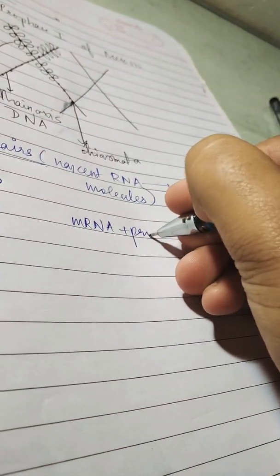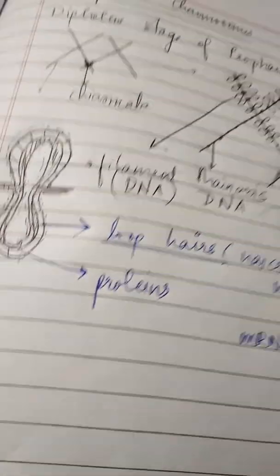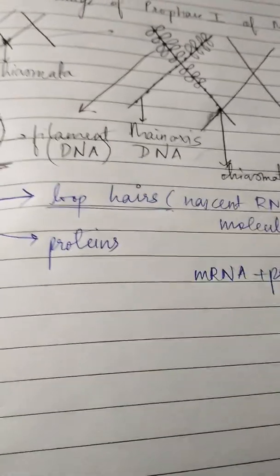Now these nascent RNA molecules I spoke about are usually mRNAs. They could be rRNAs and tRNAs as well, but usually they are mRNAs. So these mRNAs and proteins, both of them together, are known as informosomes. Now I said they are found in the diplotene stage of prophase 1 of meiosis.